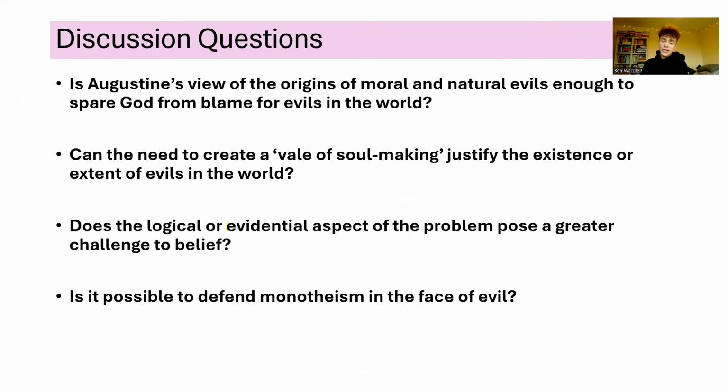So for Augustine, we'll ask whether his view of the origins of moral and natural evils, which of course for him is Adam and Eve disobeying God in the Garden of Eden, that original sin, is enough to spare God from blame for evils in the world. So is he successful in putting all of that blame onto Adam and Eve and saying that God is blameless in the existence of evil?